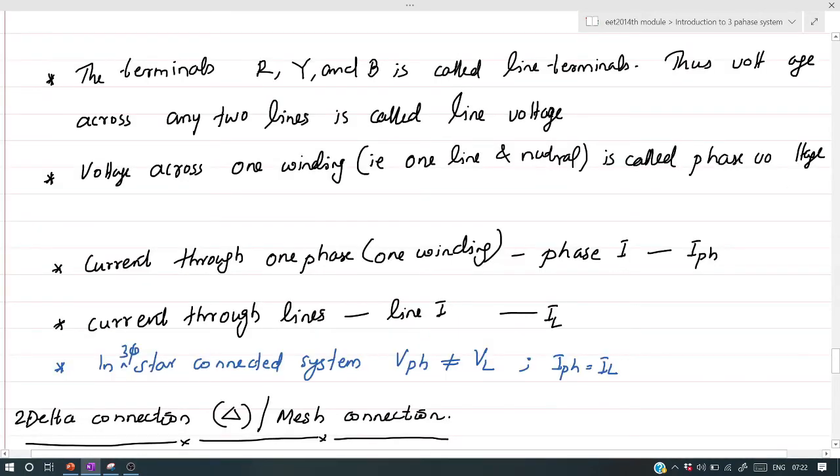So this configuration is a 3-phase, 3-wire configuration. In a 3-phase system, the terminals R, Y and B are called line terminals. The voltage across any two lines is called line voltage. Voltage across one winding, that is one line and neutral, is called phase voltage. Current through one phase, that is one winding, is termed as phase current. It is represented by IPH.